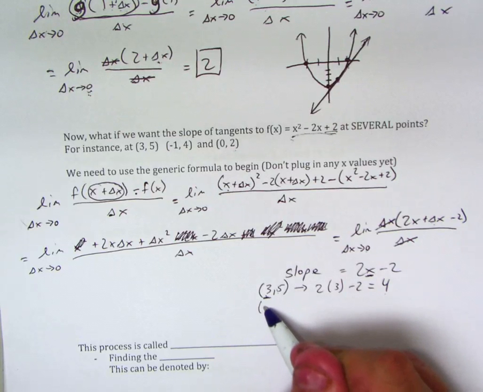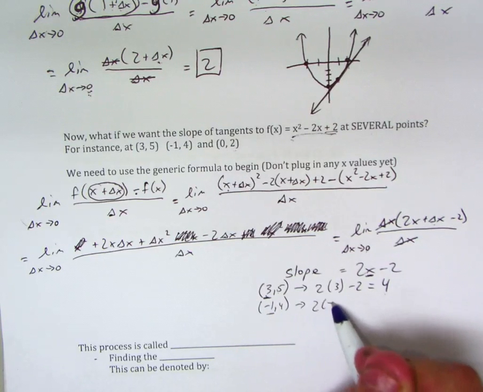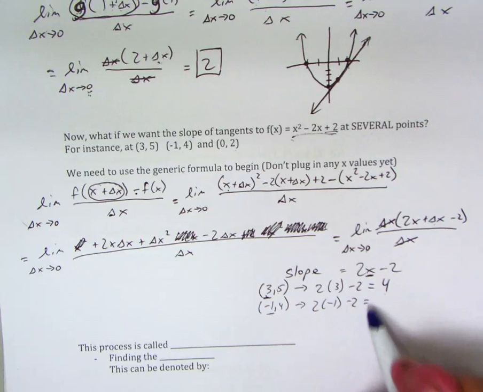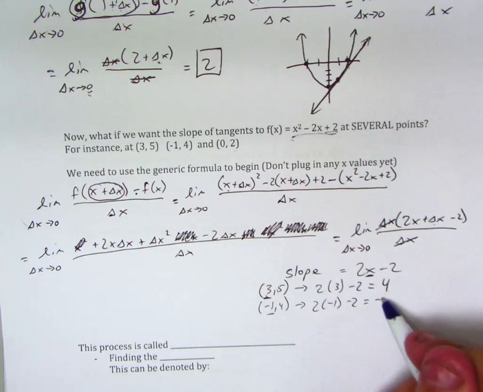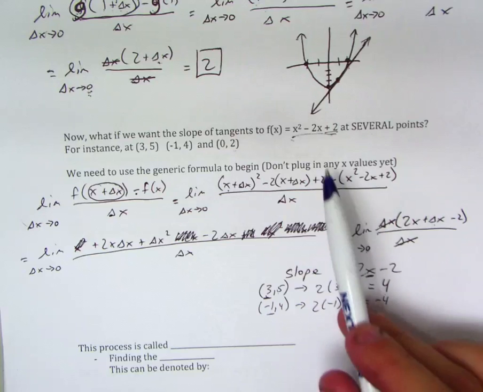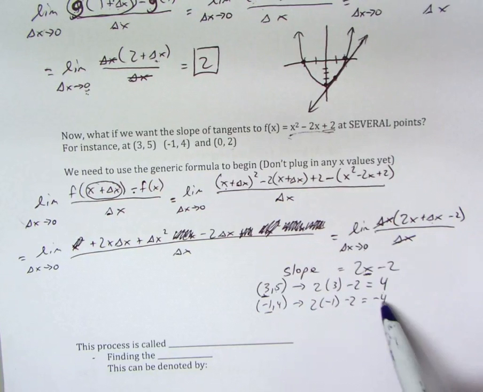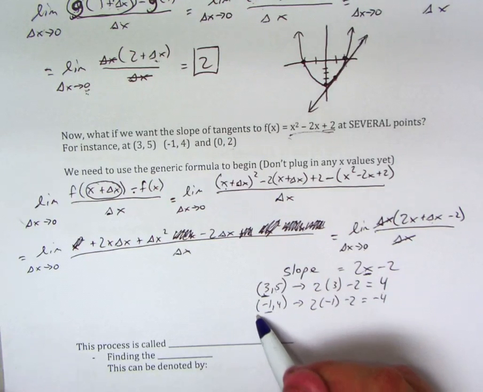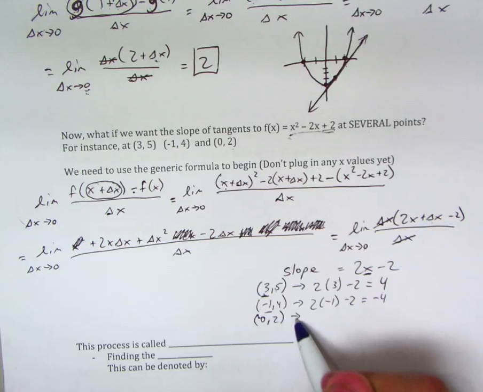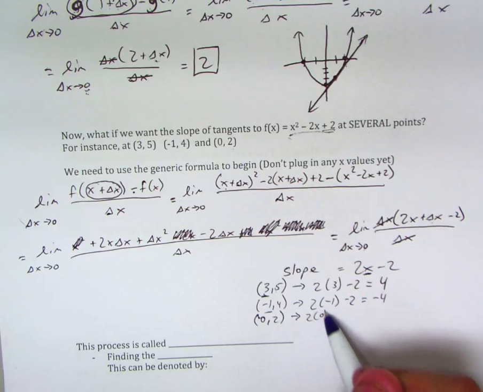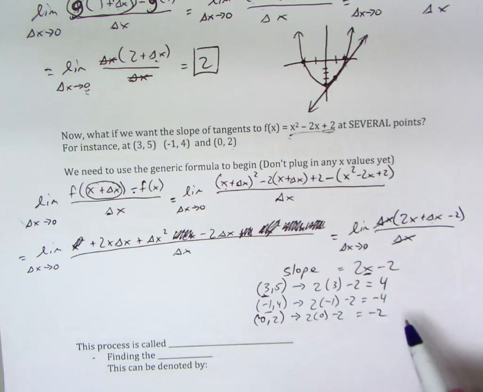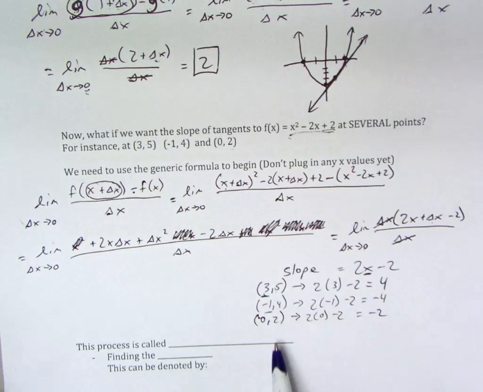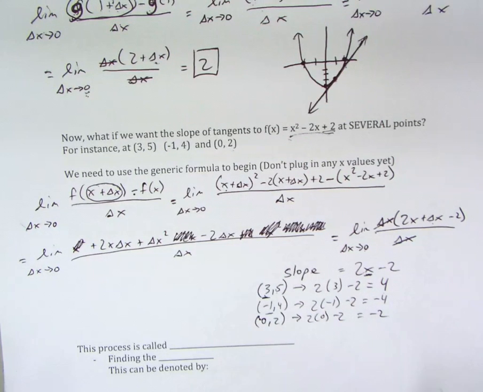If I want to do (-1, 4), plug negative 1 in for x. 2 times negative 1 minus 2, that's negative 4. So the slope of the tangent line of the function at (-1, 4) is negative 4. And then we can do the last one. So 2 times 0 minus 2 is negative 2. So the slope of the tangent line of the function at (0, 2) is negative 2.